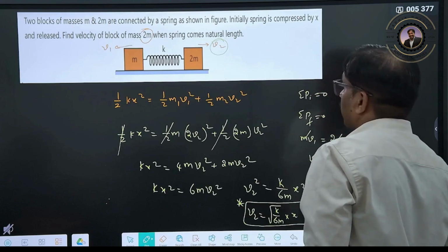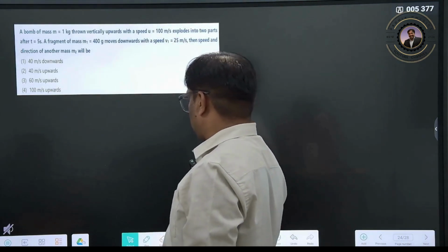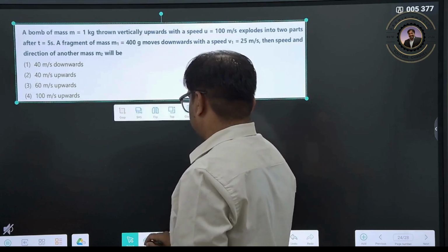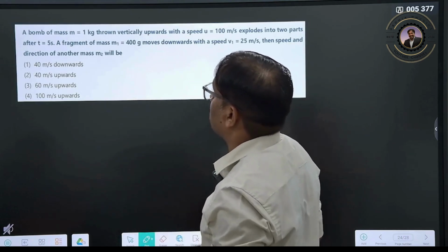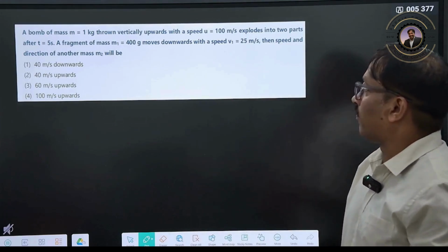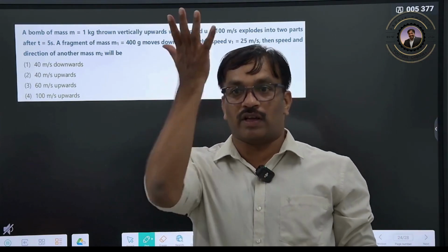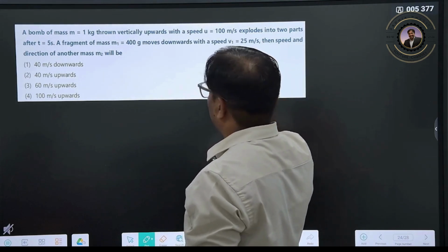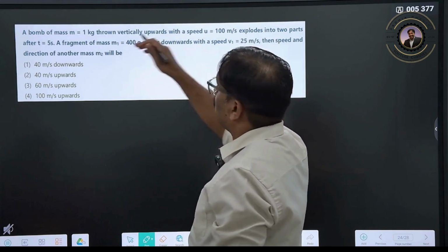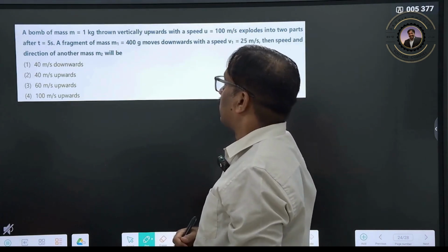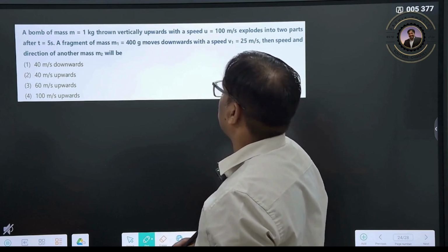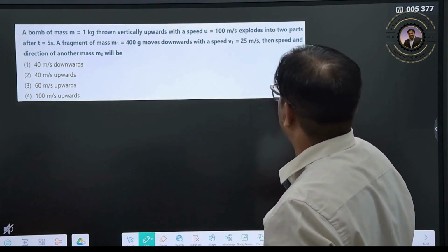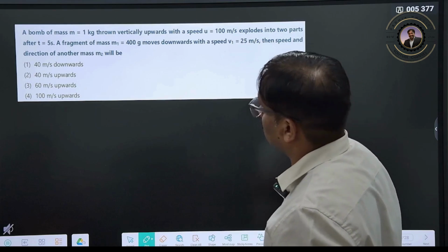Clear? Now let us see one more question. A bomb of mass 1 kg is thrown vertically upward, with a speed of 100 meters per second, and explodes into 2 pieces after 5 seconds. The fragment m1 of 400 grams moves downward with a speed of 25 meters per second. Find the speed and direction of m2.